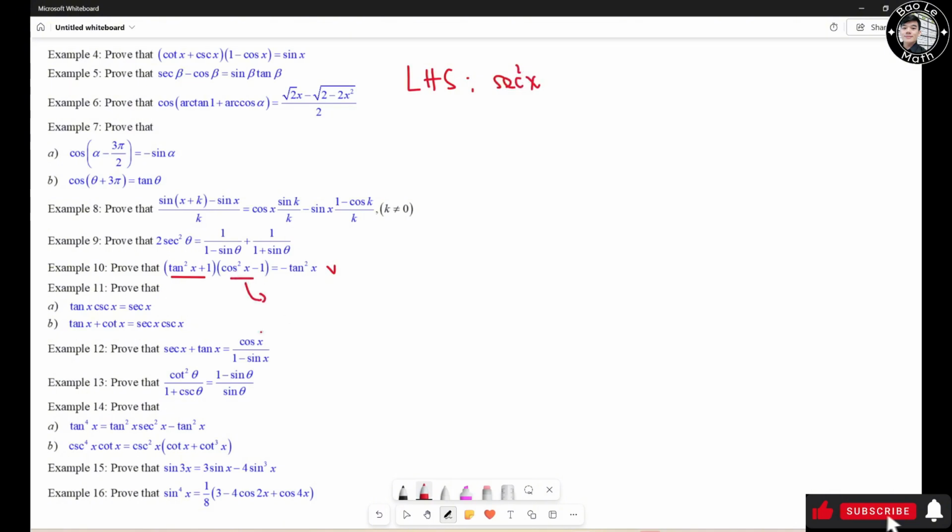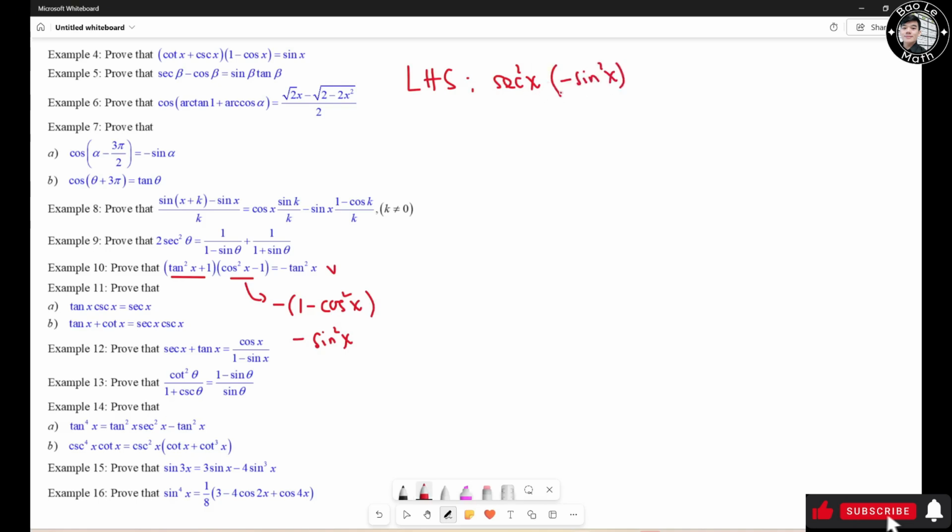This one you can rewrite as subtract 1 minus cosine square of s, right? 1 minus cosine square of s is going to be sine square of s, right? And then bring the negative side down. So cosine square of s minus 1 turns out to be negative sine square of s.